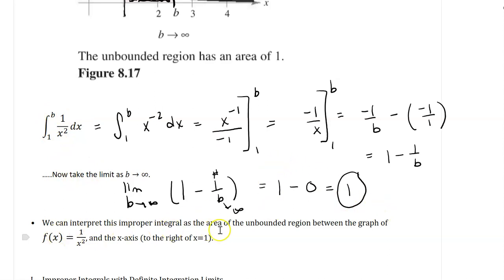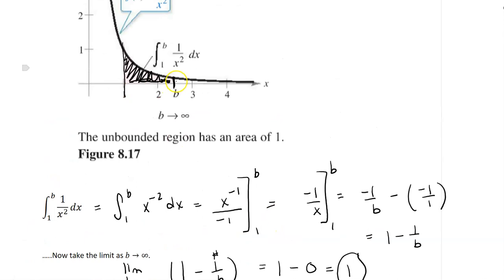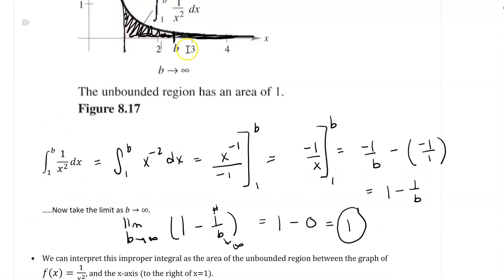We can interpret this improper integral as the area of the unbounded region between the graph of f of x equals 1 over x squared and the x-axis. So if we think about this whole region, the area under it would be 1.